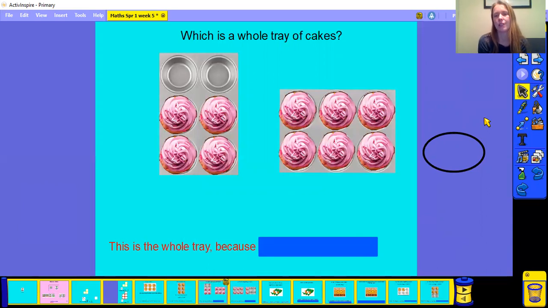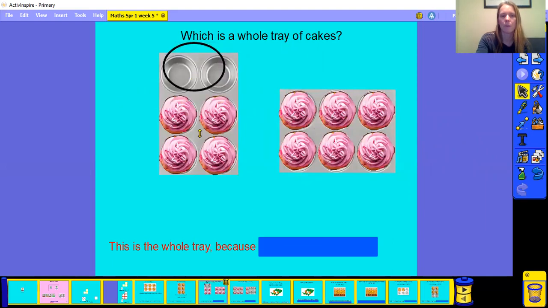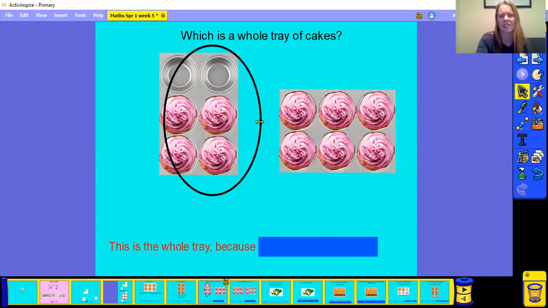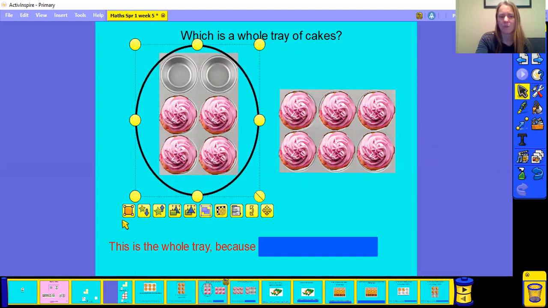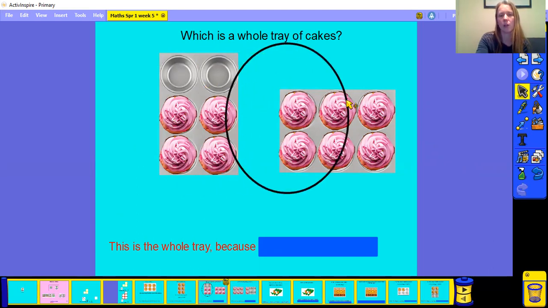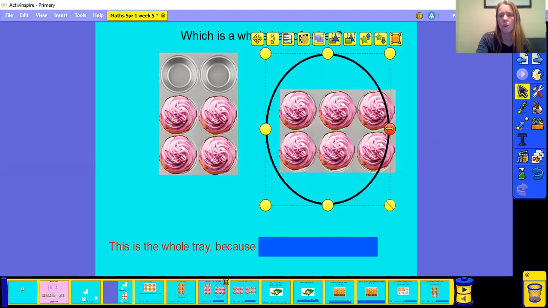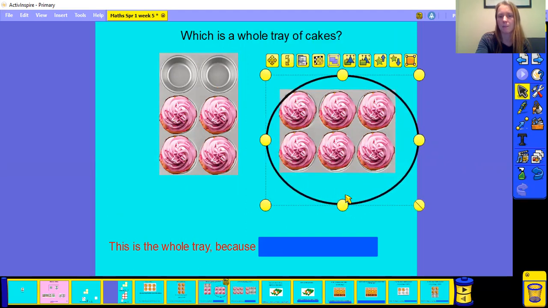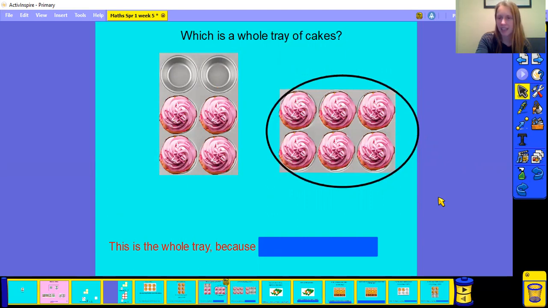Now have a look at these trays. Which is the whole tray of cakes? Could it be this one? Is that a whole tray of cakes? No, we do not have all of them. That cannot be a whole tray of cakes. What about this one? Can this be a whole tray of cakes? Yes, this is the whole tray of cakes because we have all of them. Well done if that's what you said.